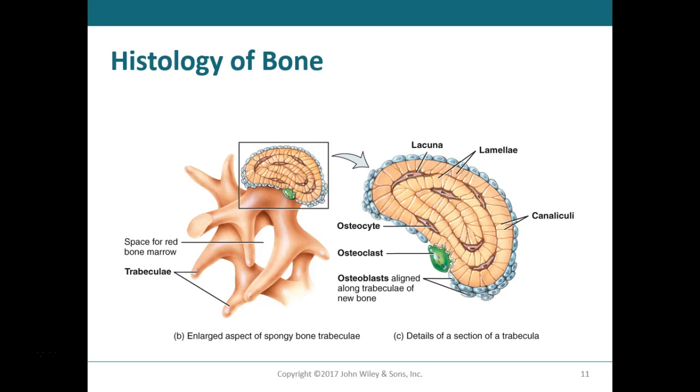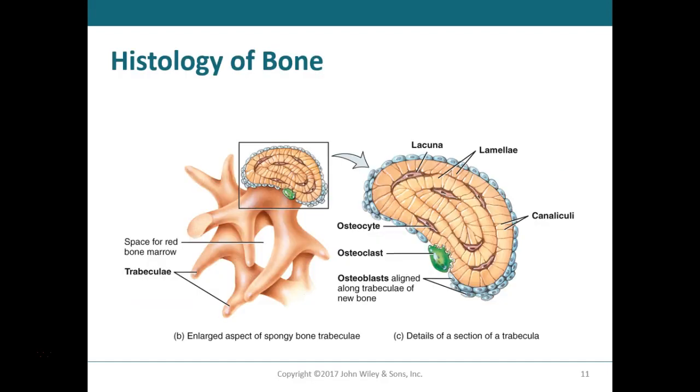Because there's so much space between the bone or osseous tissue, the spongy bone is going to be very lightweight and provides those open spaces for the red marrow, and that's where hematopoiesis, or making of those blood cells, is going to occur.